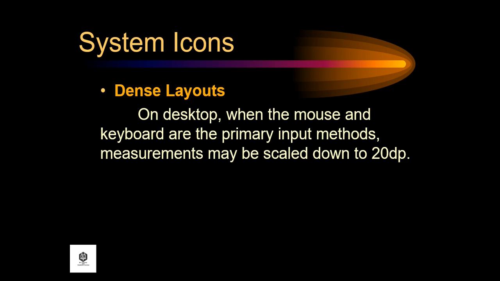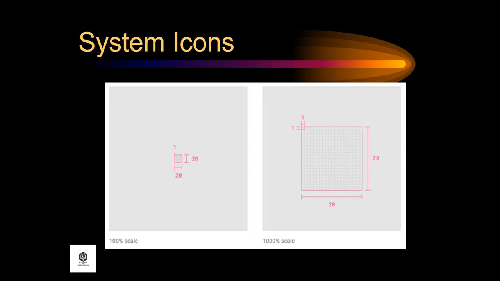Dense layouts. On desktop, when the mouse and keyboard are the primary input methods, measurements may be scaled down to 20 dp. So here's the example of the dense layout, 100% scale and 1000% scale.